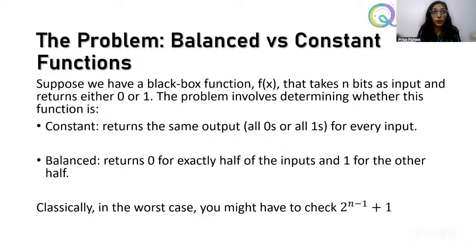Classically, in the worst case, you might have to check 2^(n-1) + 1 times. I'll show you a truth table later, and you can maybe figure out what I'm trying to say. If I would like to give an analogy, suppose you have a deck of cards and you have to find out how many are red and how many are black. You take them out one by one and figure it out. If all are red, then it's constant. If half are red and half are black, then it's balanced. So this is what it actually detects.